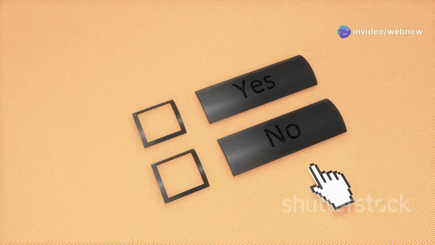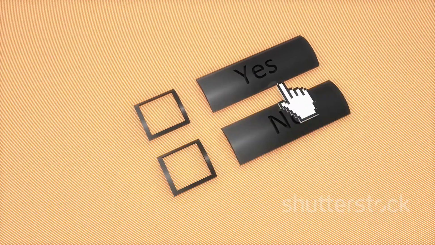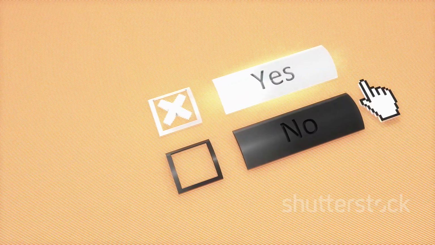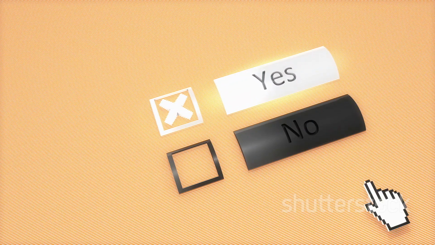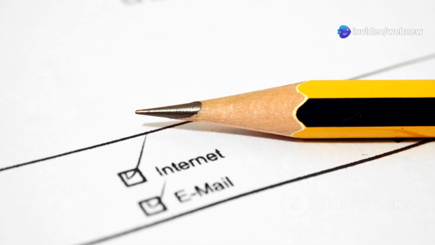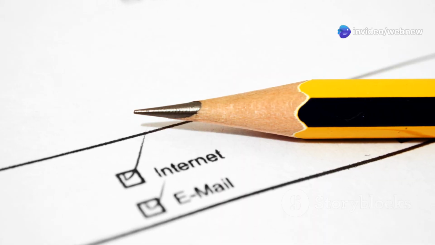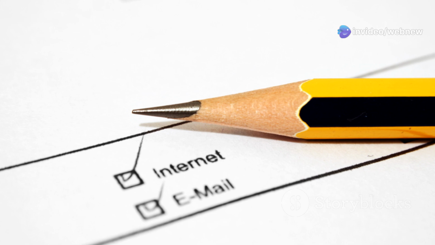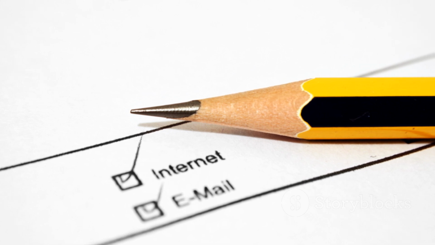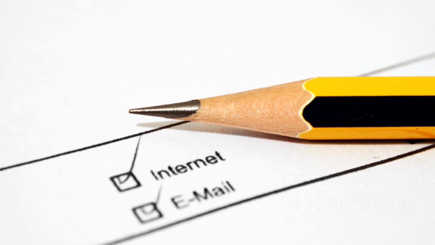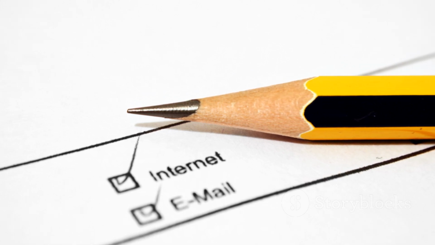Radio buttons allow users to select one option from a group, making them ideal for questions where only one answer is possible, such as selecting a gender or choosing a subscription plan. While checkboxes enable multiple selections, giving users the flexibility to choose more than one option. This is useful for preferences, interests, or any scenario where multiple choices are applicable.